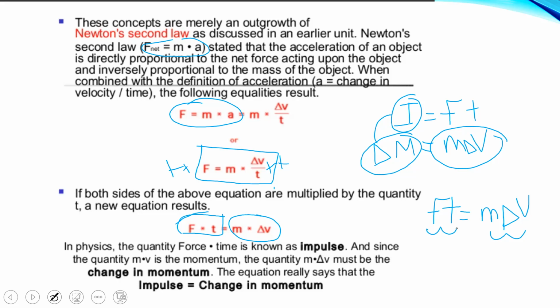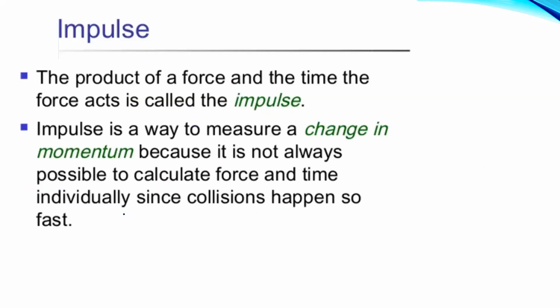So in physics, the quantity force times time is known as impulse. And since the quantity m times v is the momentum, m times delta v is a change of momentum. The equation really says that impulse is a change in momentum. Is it clear now? Teacher, can you repeat the impulse again? Okay, I will. Yeah, please.